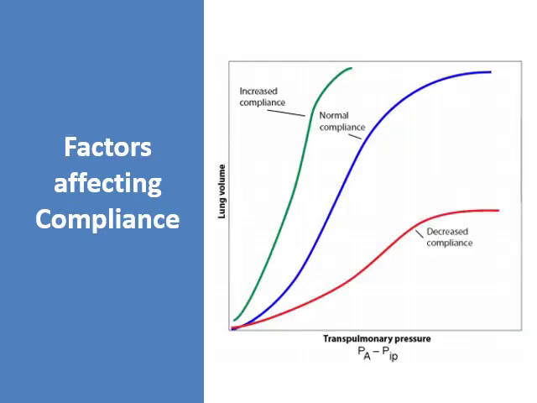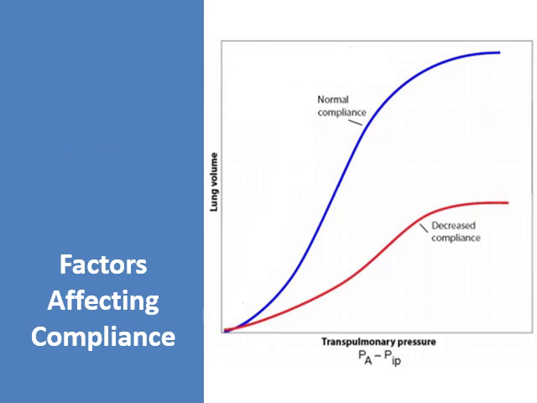Now, what are the factors affecting compliance? Factors affecting compliance may be related to the lung compliance or the chest wall compliance. The factors that affect the lung compliance are the surface tension of the fluid lining the alveoli and the elastic forces of the lung tissue itself, while the factors affecting the chest wall compliance are any factors that affect the elastic forces of the chest wall.